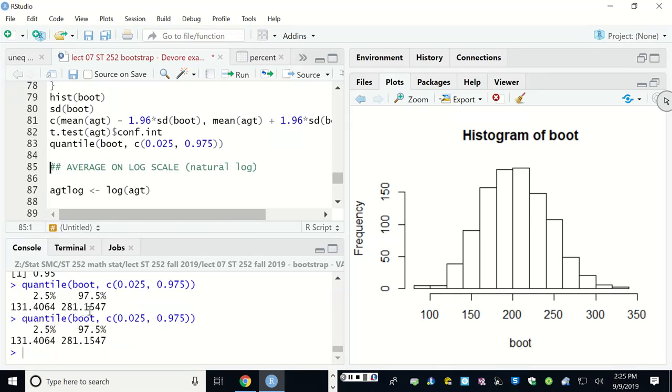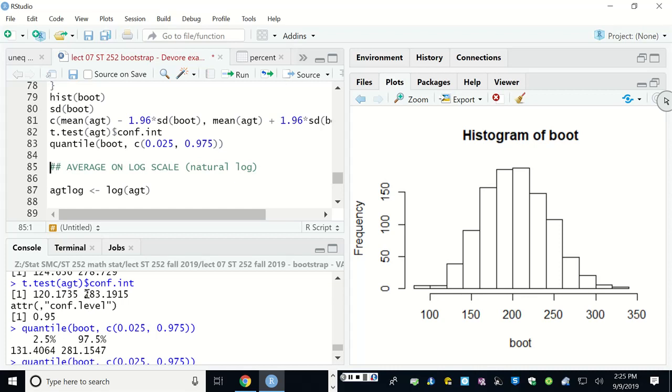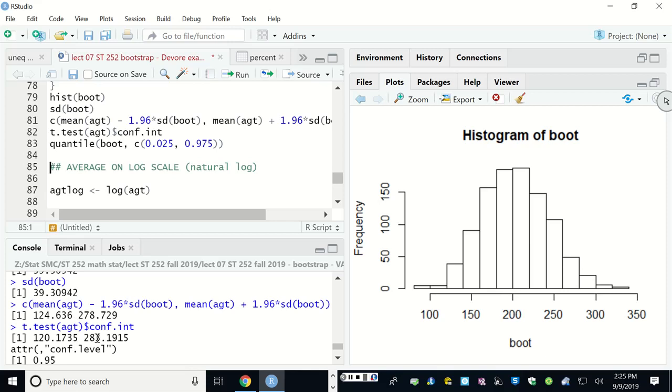I went through it twice, right? The intervals are a little shifted from the t-test, but they're not grossly different.